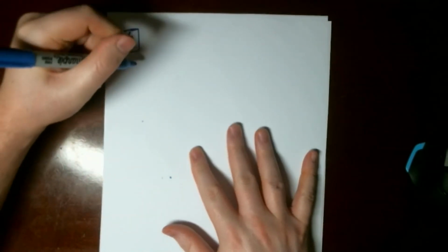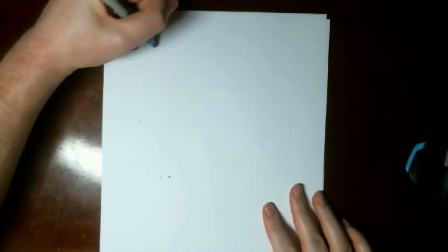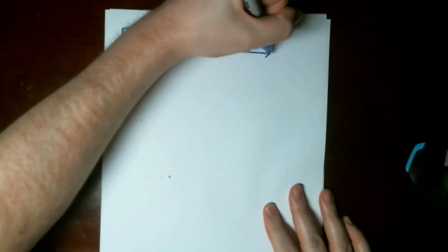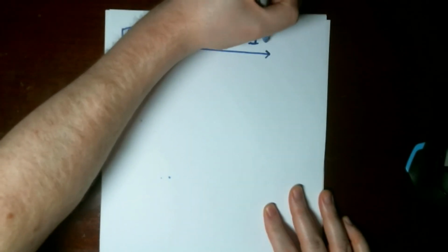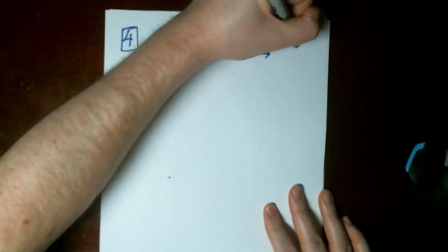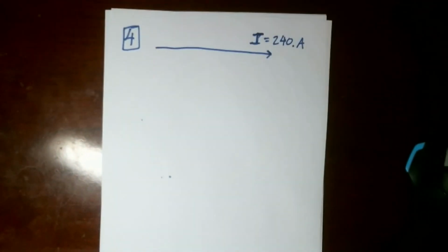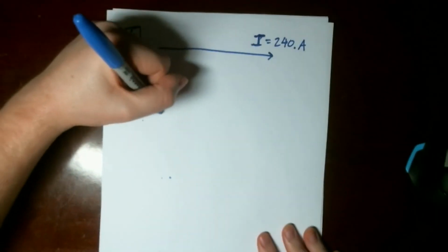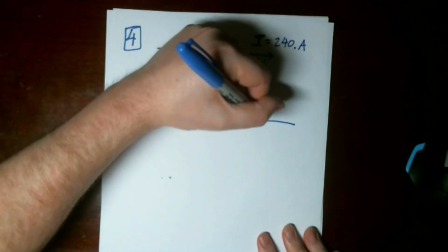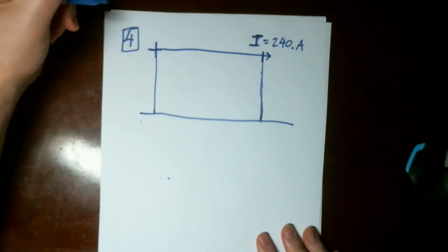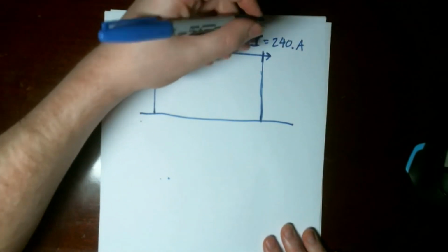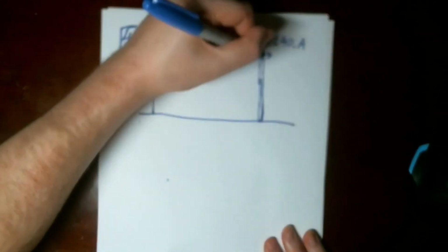All right, number 4. We have a high voltage DC power line carrying a current of 240 amps. So here's our power line, carrying 240 amps, and it's 20 meters above the ground. Forgive my art skills. I'm not a great artist. So I'll take those to be power lines, or, I guess, telephone poles or something.